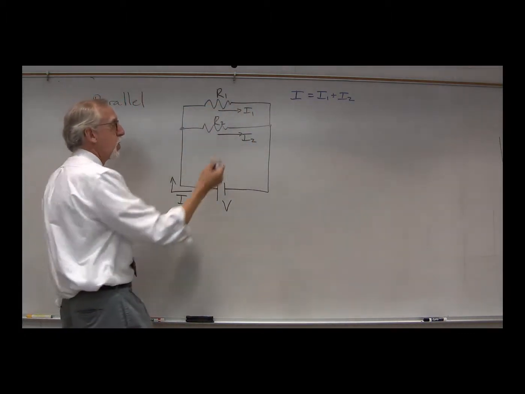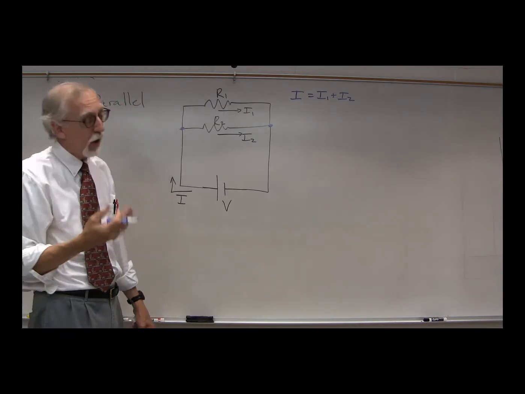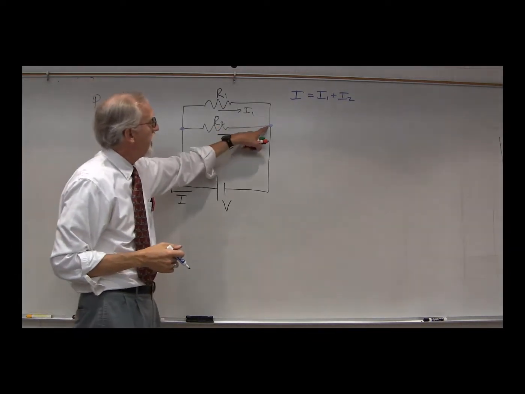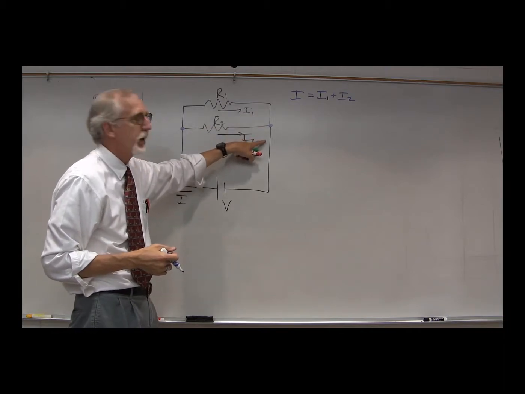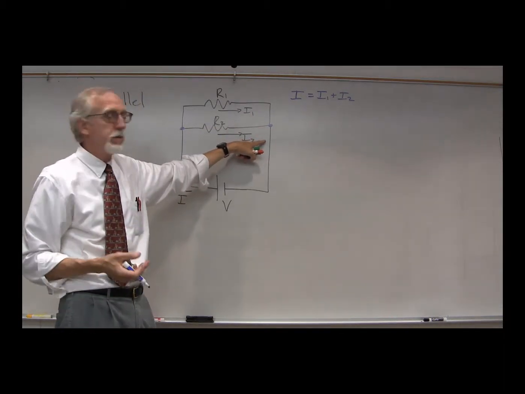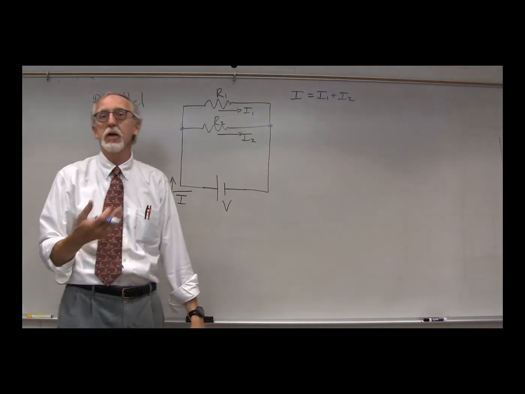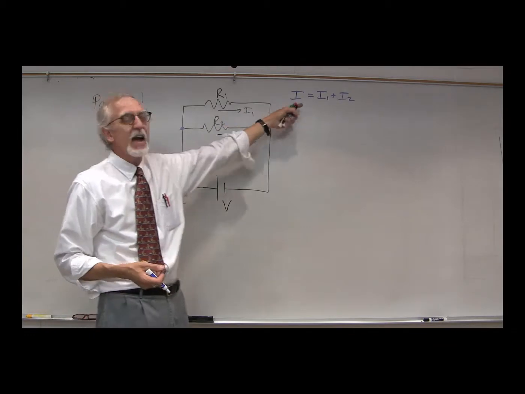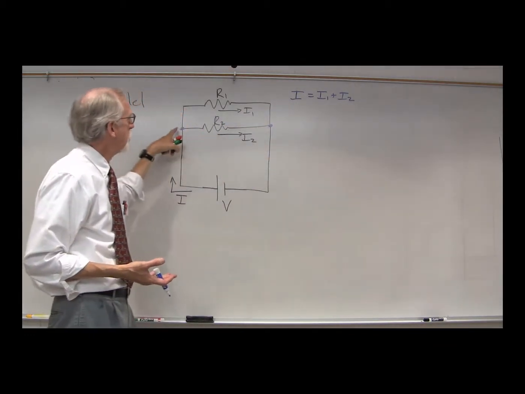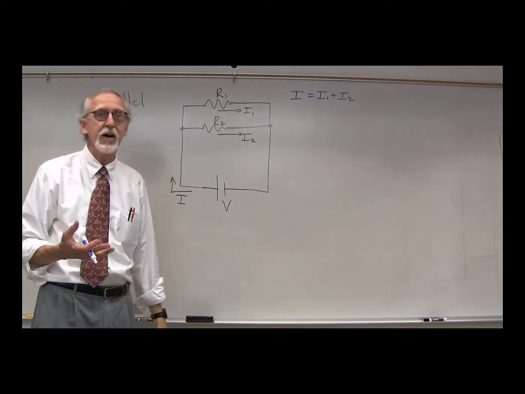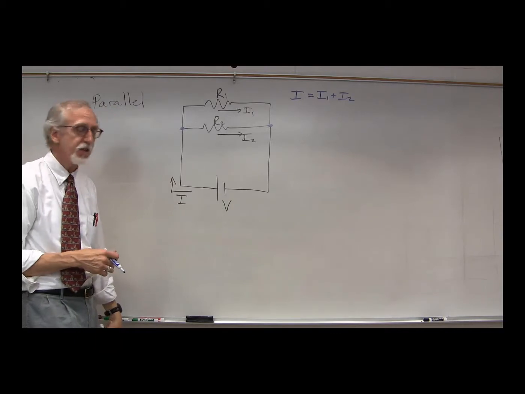Now you might say, well, what about this point over here? What about applying the branch rule at that point? Well, we could do that. What do we have going into that point? We have I1 going in and I2 going in, so we have I1 plus I2. What comes out? Well, I comes out, so we would have I1 plus I2 equals I. But that's exactly what we've got up here. We're actually not getting any new information from that. So we only need to apply the branch rule one time in this case. The other branch point doesn't give us any additional information.